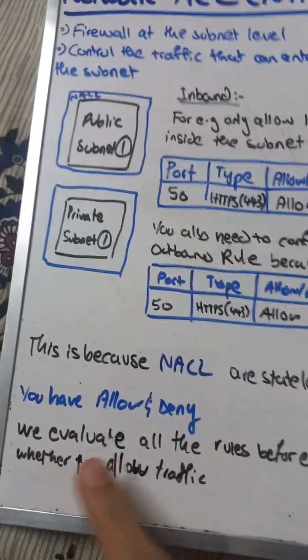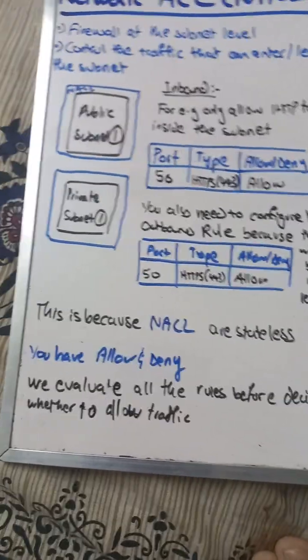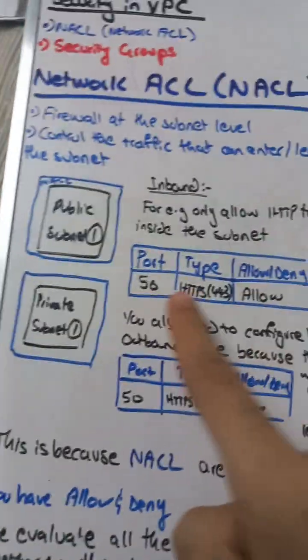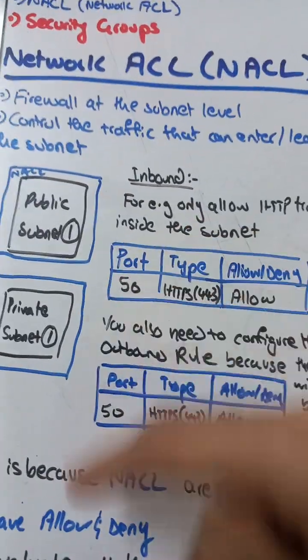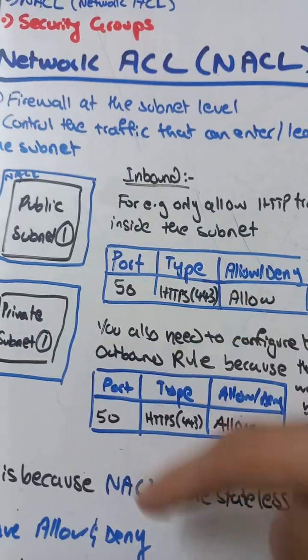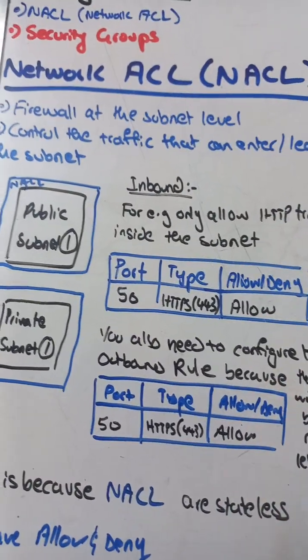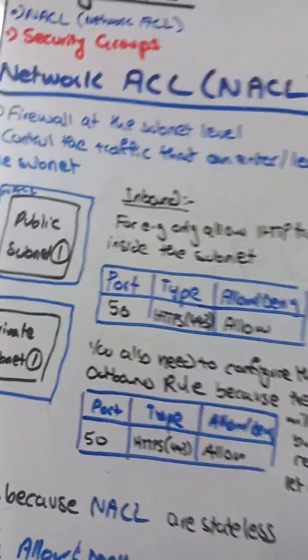Okay, so let's move on. You have allow and deny options over here. We evaluate all the rules before deciding whether to allow the traffic or not. Okay, so over here, one thing that I do want to point out is you have different values over here, and the network ACL will always choose the smallest value first, and then it will go towards the other values.